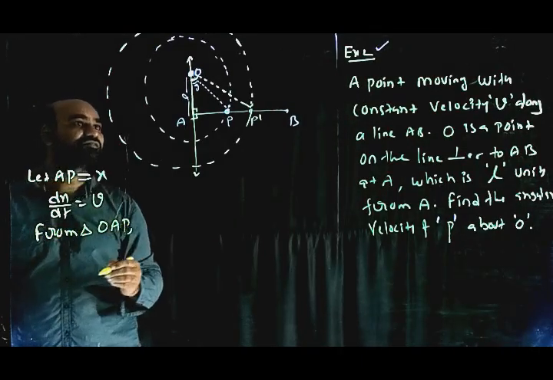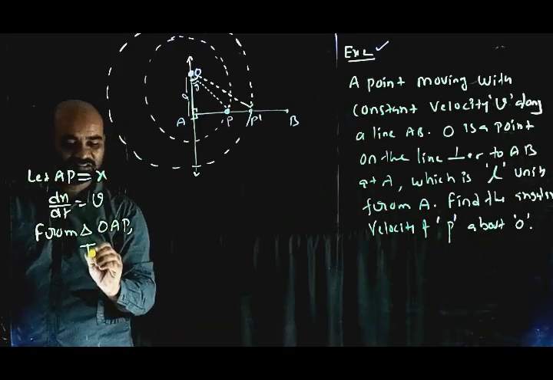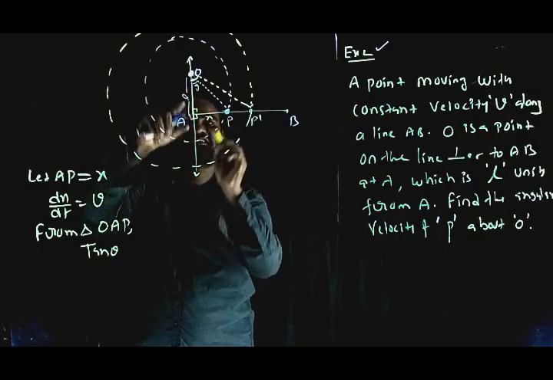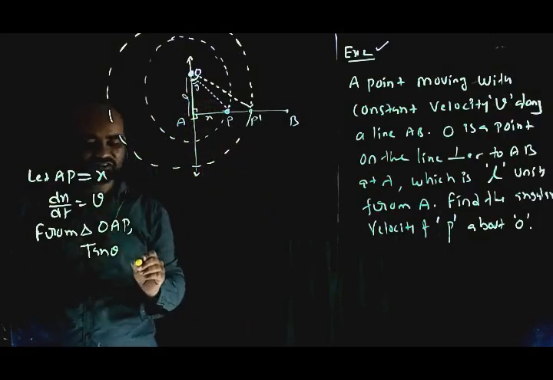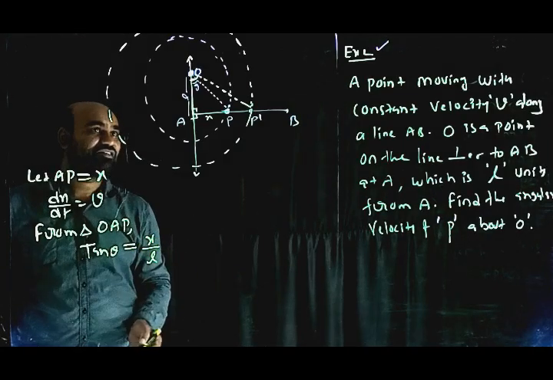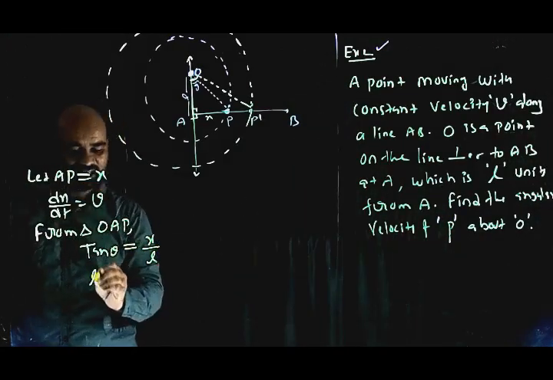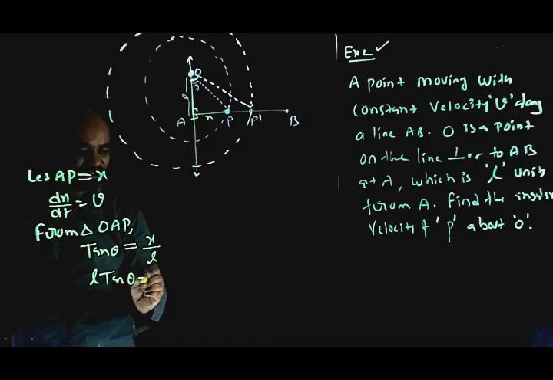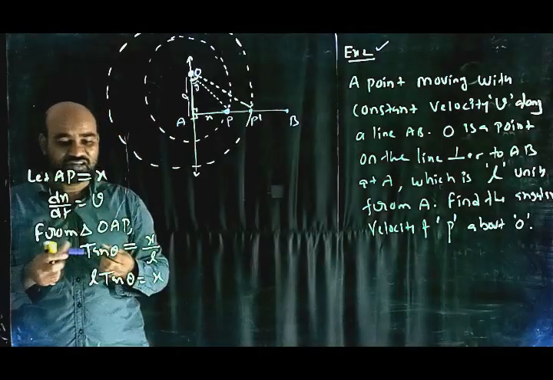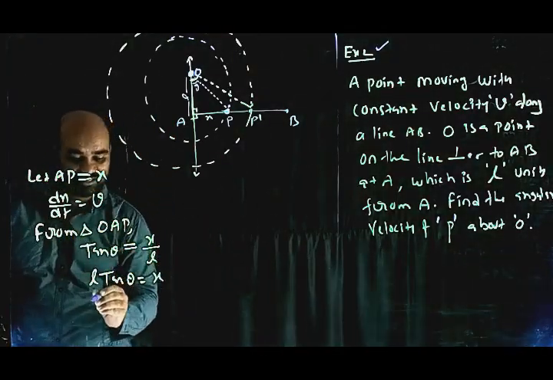OAP, tan theta. Why am I using tan theta? I know this side is x, this is L, so that's why I am using tan theta. Tan theta is equal to x by L. L is constant here. L tan theta equals x. We need to find d theta by dt.